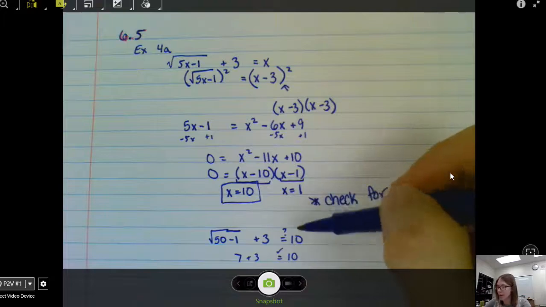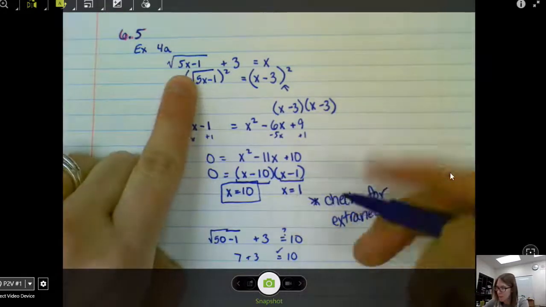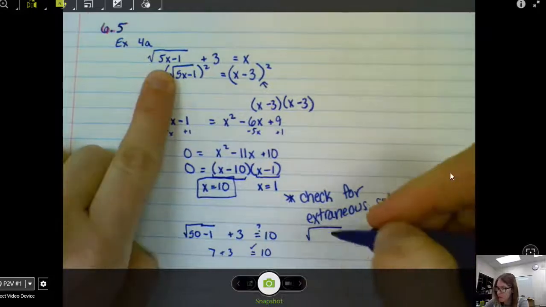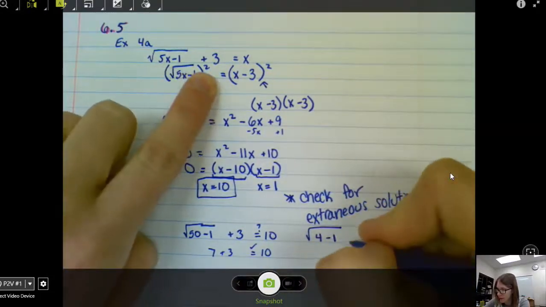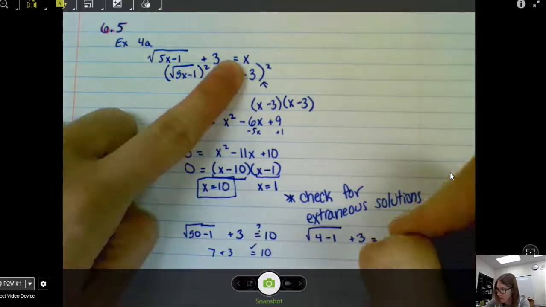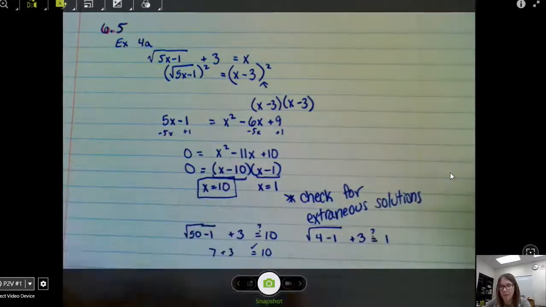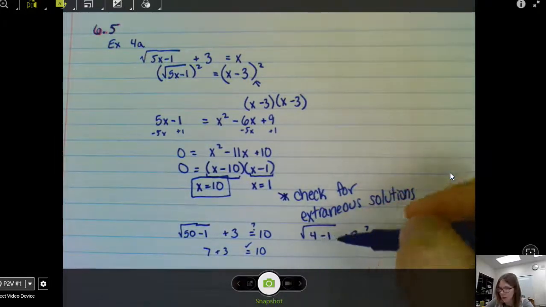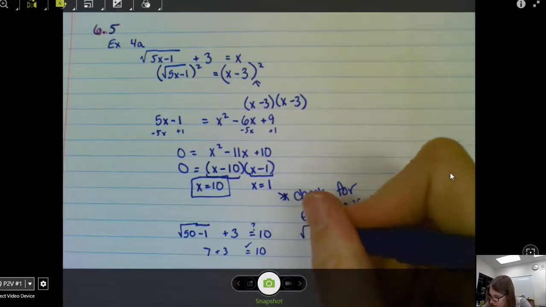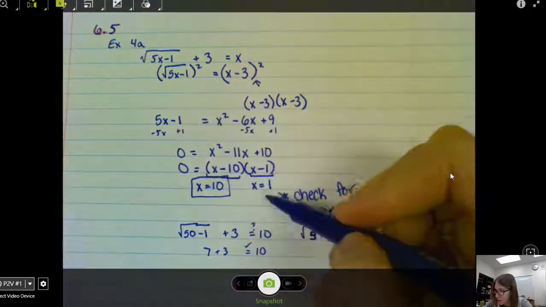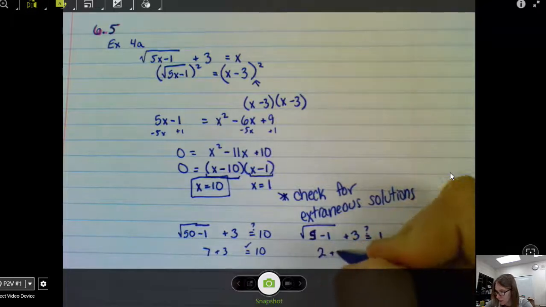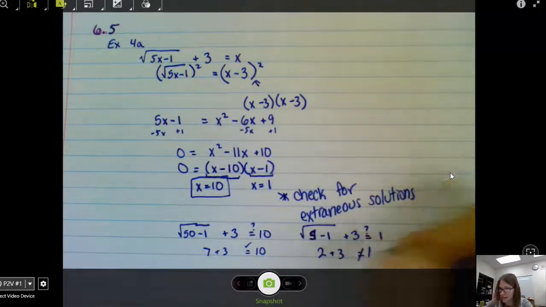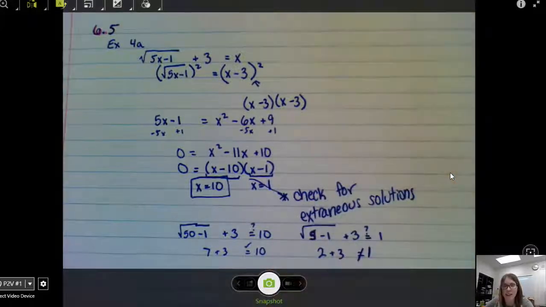Let's check x equals 1. Plug it in. Square root of 5 times 1 minus 1 plus 3 should in theory equal 1. Now the square root of 4 minus 1, oh sorry, it should be 5 times 1 minus 1. The square root of 4 is 2, plus 3. That doesn't equal 1. So x equals 1 in this case is an extraneous solution. X equals 10 is my only actual solution.